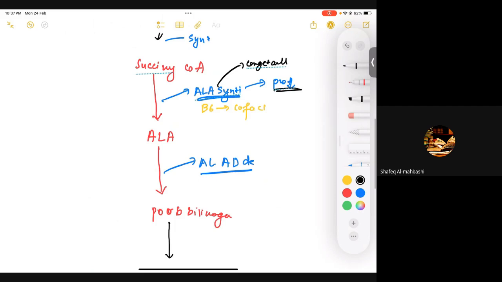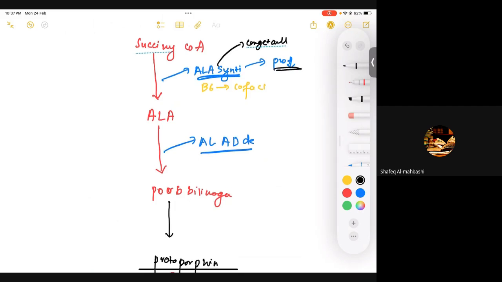So if you get a question in your UWorld that an individual congenitally does not have this enzyme, which kind of anemia are we going to see? Sideroblastic. Okay, perfect. Sideroblastic anemia. We are going to discuss that in a while.